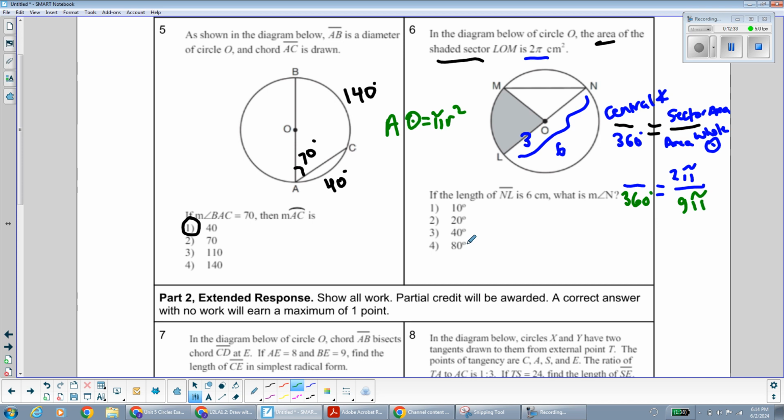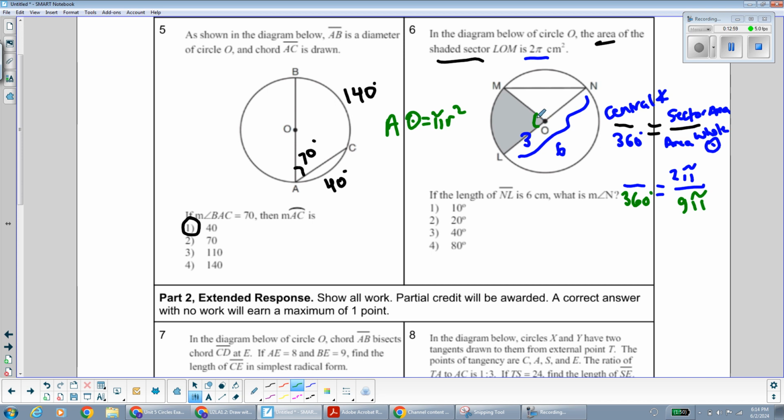Now be careful. It's asking what is angle N. Angle N is not a central angle. Angle N is an inscribed angle. For the shaded sector that they give us the area of, this is the central angle, with the angle's vertex on the center of the circle. So in order to find what we're actually looking for, angle N, first we're going to have to find the central angle because that's all we can find.